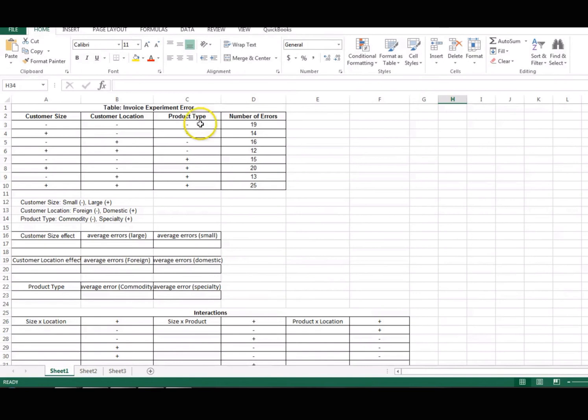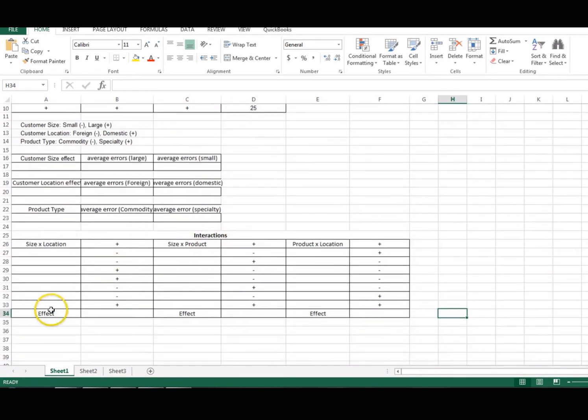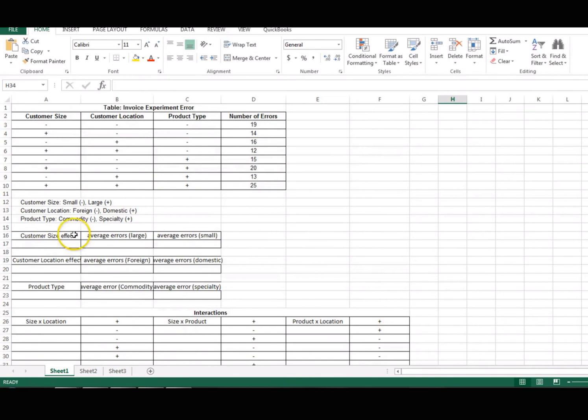So what I have here is customer size, customer location, product type, number of errors, as such. And what you want to do is you want to look at the customer size effect, customer location effect, product type effect. Average error is large, average error is small, average error is foreign, average error is domestic, average error is commodity, average error is specialty. And then down here we have the interactions. So we're looking for effects, size and location effect, size and product and location. So I will assist you on how to do this.